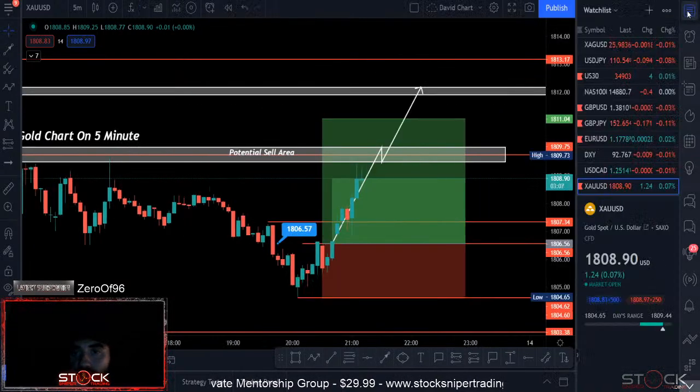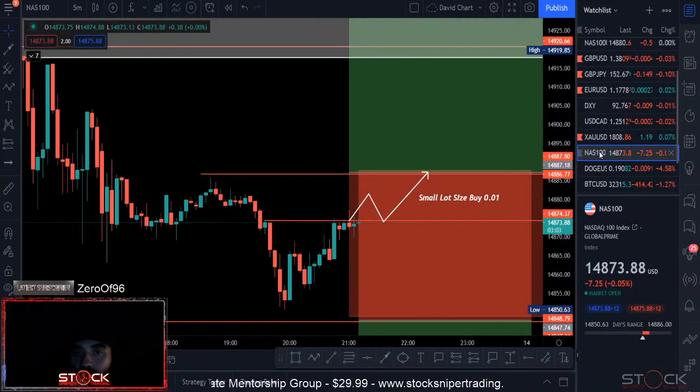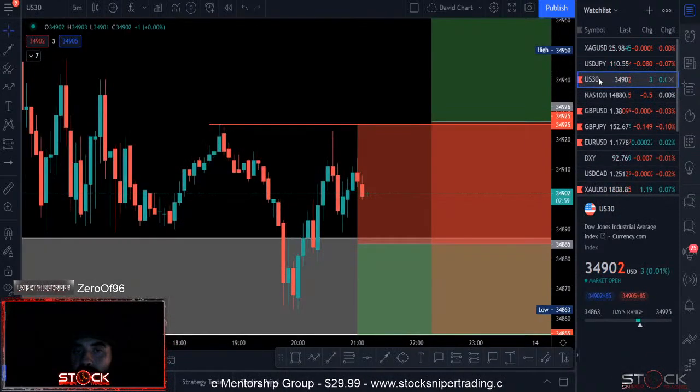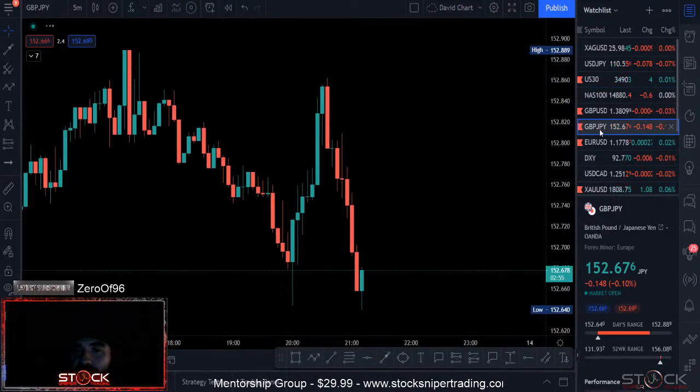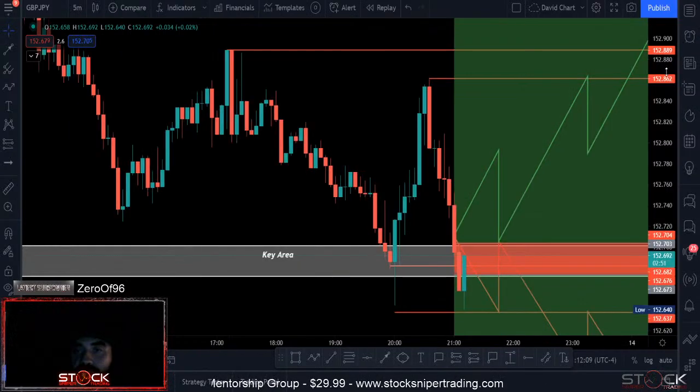Okay, just going to check out the other ones for now. Still not making much movement here. Same with US30, not doing too much. That's why I wanted to look at maybe GJ and then gold. Okay, so look at this, guys.